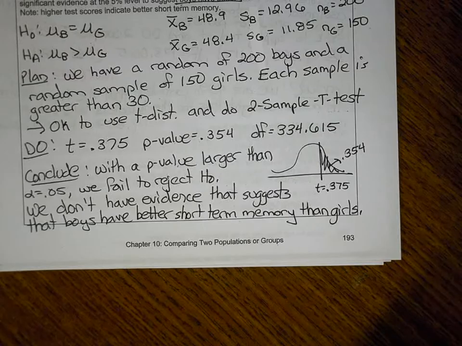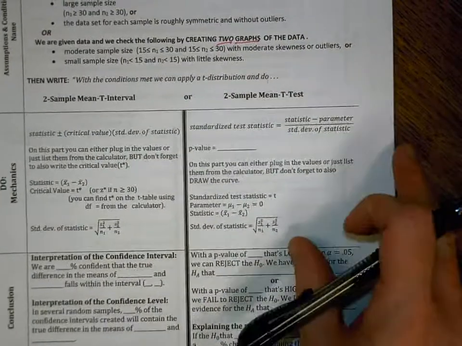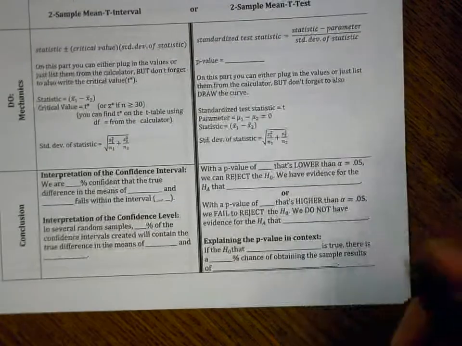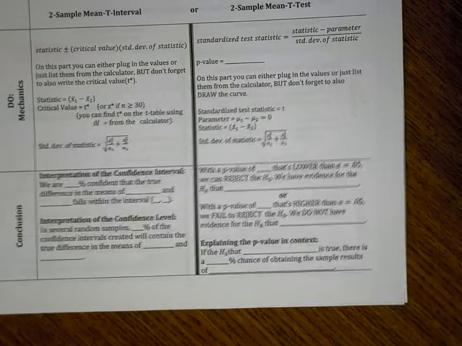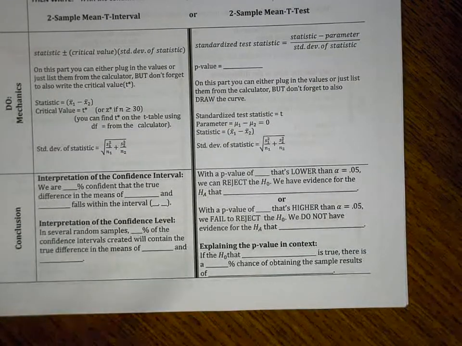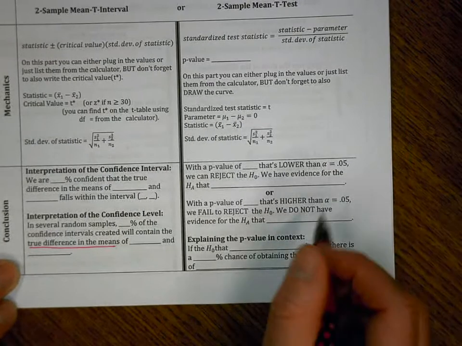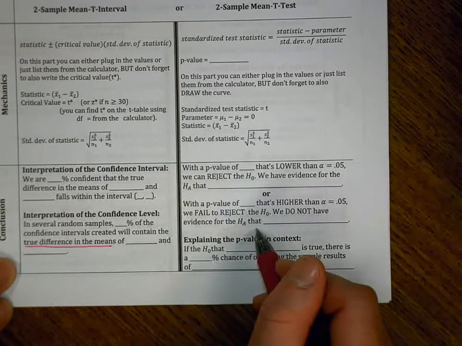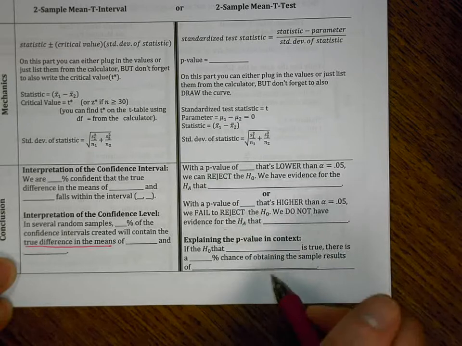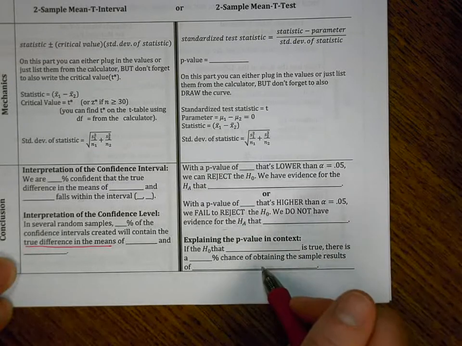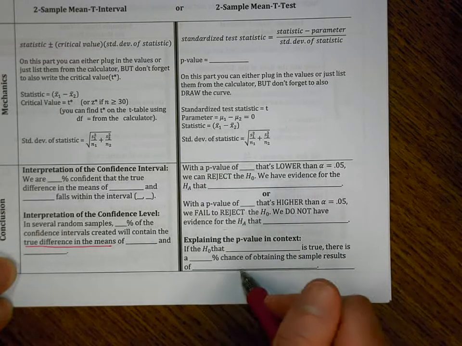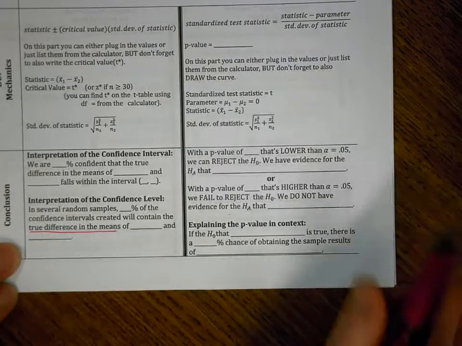Okay, if we look at the next page, that again is your template. We've already talked about it a few times here. I kept referring back to it with the fill in the blank. Notice that when you're writing things, we're talking about the true difference in the means again. And we're evidence for the HA, rewrite what it says in the context of the problem. And for obtaining the sample results of, talk about the differences that you're actually getting there.